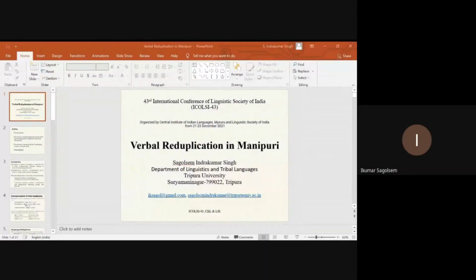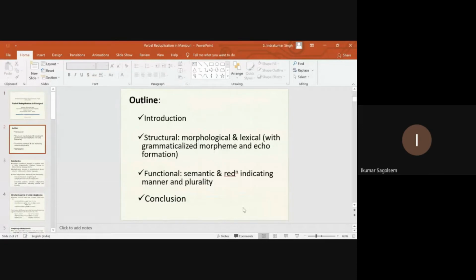My name is Kumar Singh from the Department of Linguistics and Tribal Languages, Tripura University. The topic I'm going to present is verbal reduplication in Manipuri. This is the area I'm going to focus on in this paper.